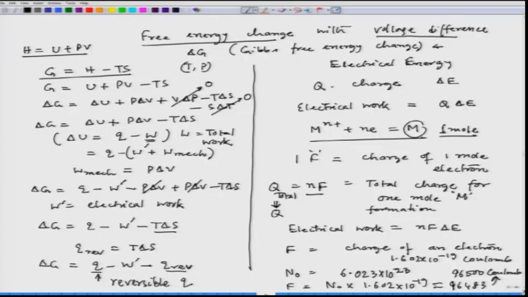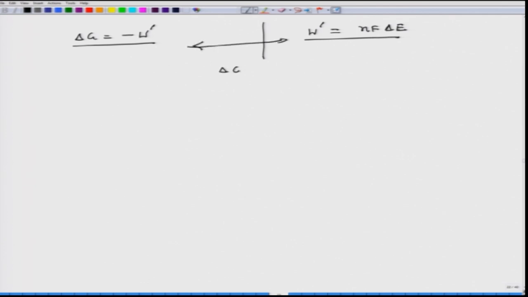So, then if we go to the next slide, we see that ΔG equal to nothing but minus W prime. And on the other side, what we have received? W prime, which is electrical work, is nothing but nF ΔE. Here from classical thermodynamics, we get ΔG equal to minus W prime, and from the electrical work concept we get this. So, if we combine this, we get ΔG equal to minus nF ΔE.